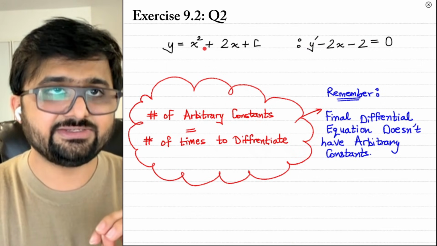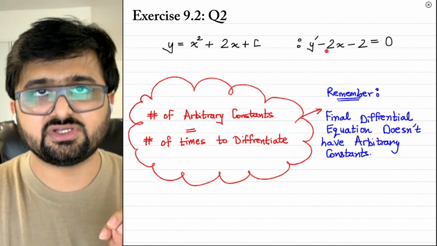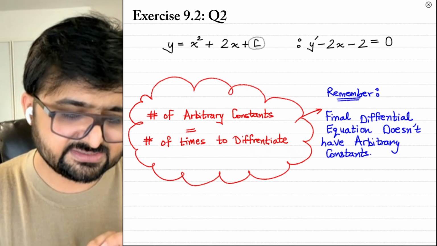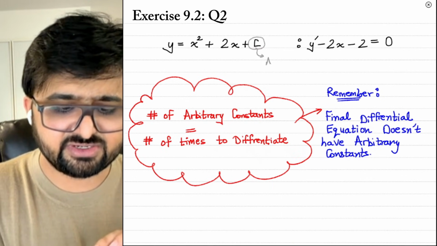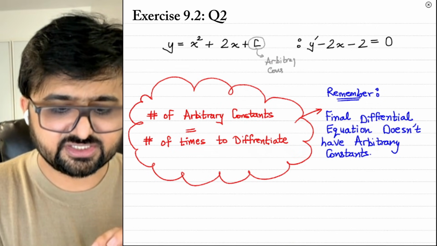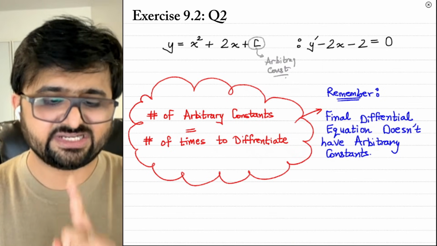So in other words, I need to take the derivative of this equation and get this differential equation which is present here. Okay. Now, a few things to note here. One is, notice that there is one arbitrary constant here. C is an arbitrary constant. Notice that there is one arbitrary constant present.